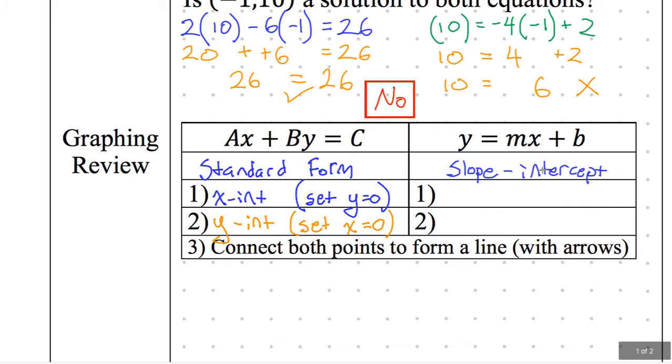Example 4 is going to be slope-intercept form. How do I graph slope-intercept form? Who can remember? What do you do first? Jose. You put B on the graph. B on the graph. What is the B called? It's one of these two. Y-intercept. Fernando. It is indeed the y-intercept.